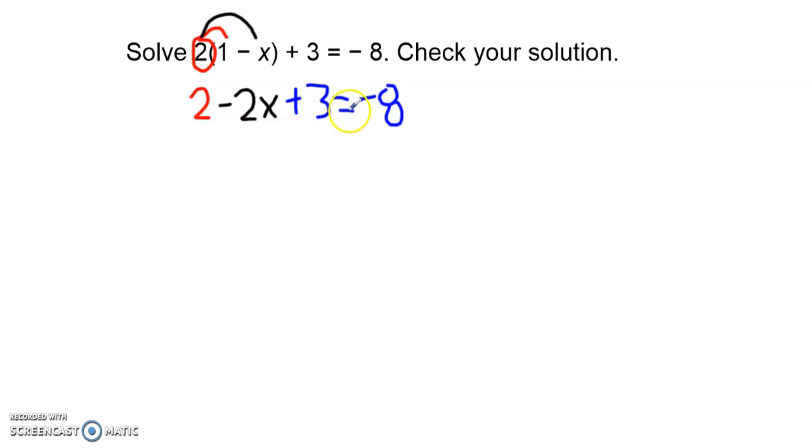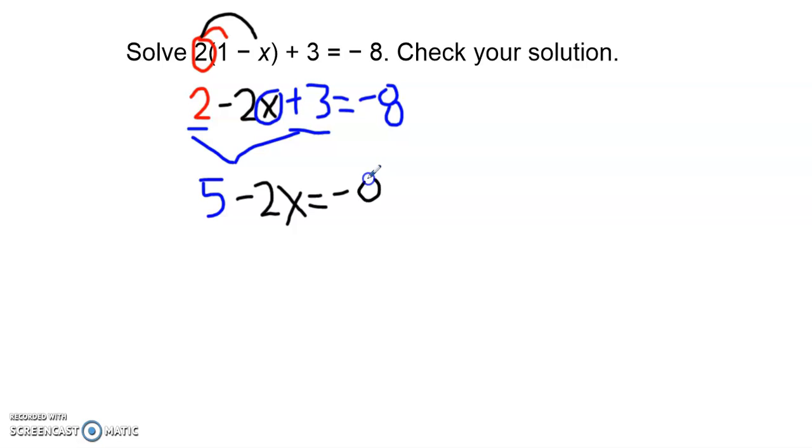So now we need to combine all of our like terms. And we can see on the left side of the equal sign, we've got a 2 and we've got a plus 3. And neither of these have a variable. X is our variable here, and so just a plain old 2 and a plain old 3. So we can combine those guys right here. So 2 plus 3 is going to give us 5. And then we'll bring down our negative 2x and our negative 8 on the other side.